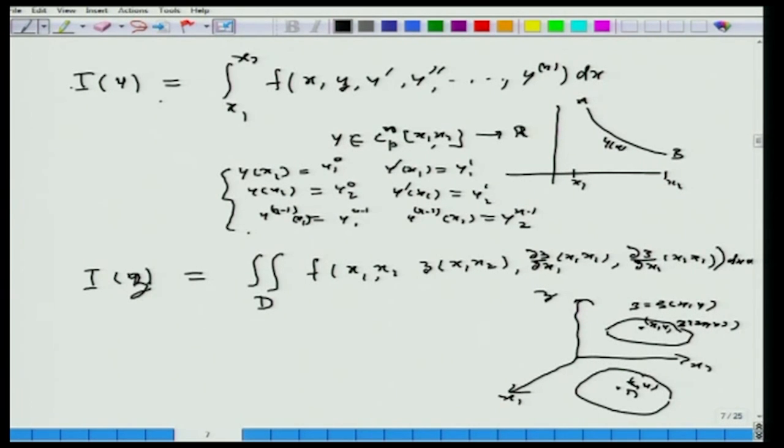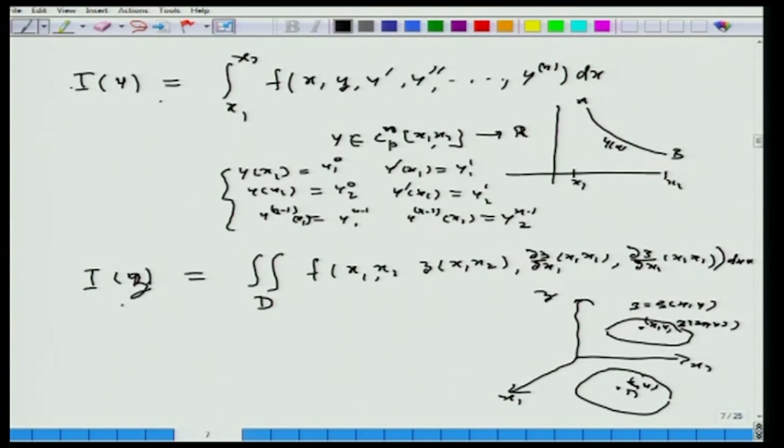And then these are the conditions on y up to the n minus 1 derivatives. So at each of the points x1 and x2, these are the conditions to be satisfied by y, y prime and y up to the (n minus 1)th derivative.